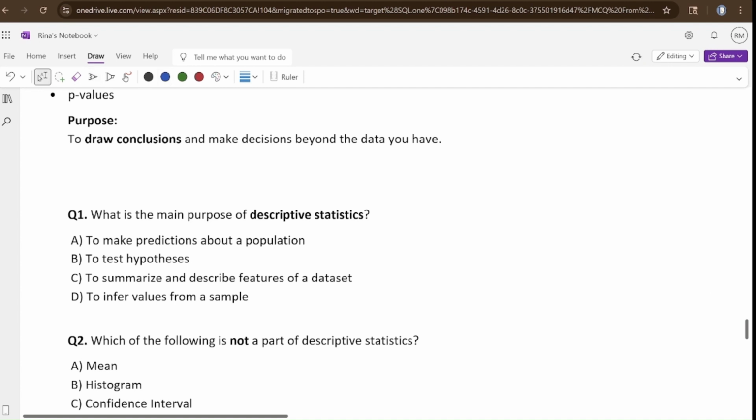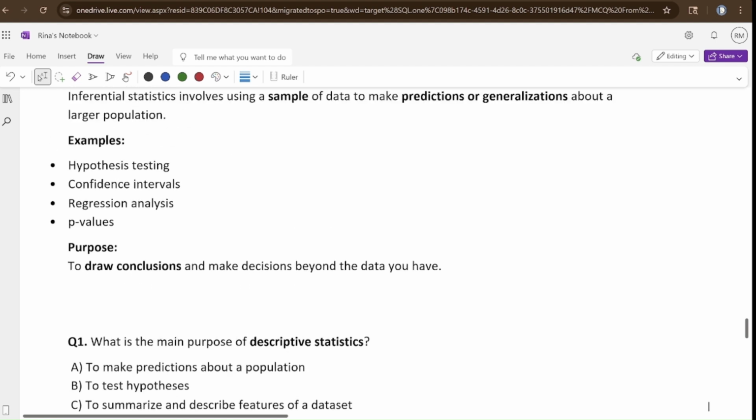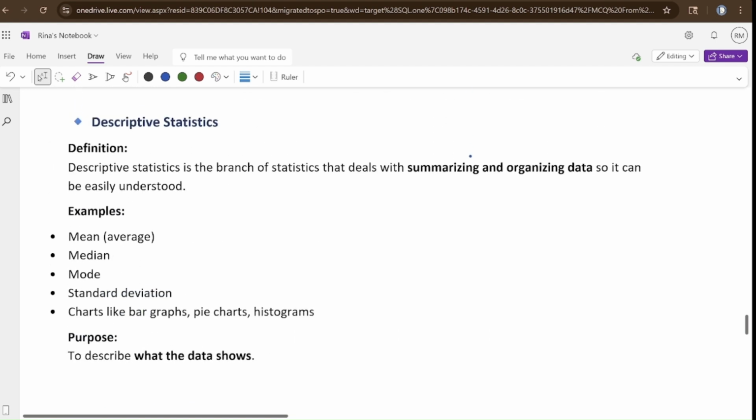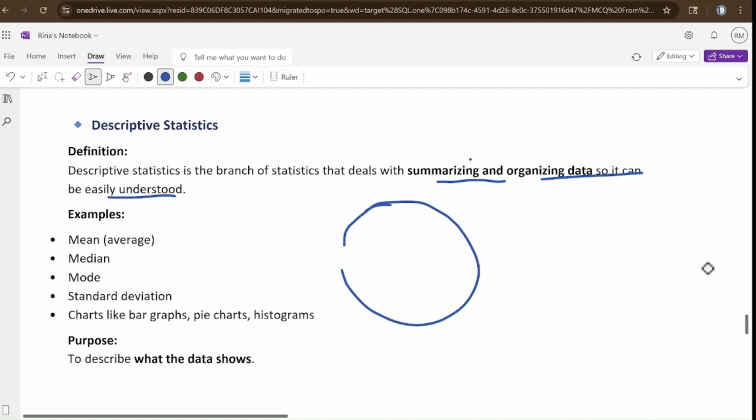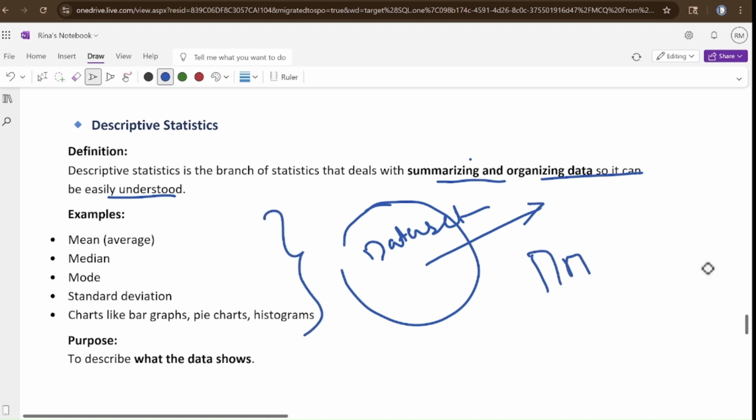Today we are going to understand the difference between inferential statistics and descriptive statistics. Okay, we will solve the MCQ, but before that, let's read out the definition once. Descriptive statistics deals with summarizing and organizing data so it can be easily understood. That means you have a complete data set and you want to understand the mean value, median value, mode value, standard deviation, variance, and you can plot some kind of charts and graphs. All these things come under descriptive statistics.